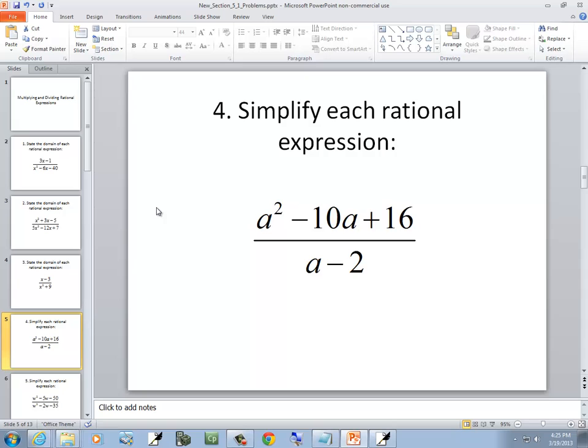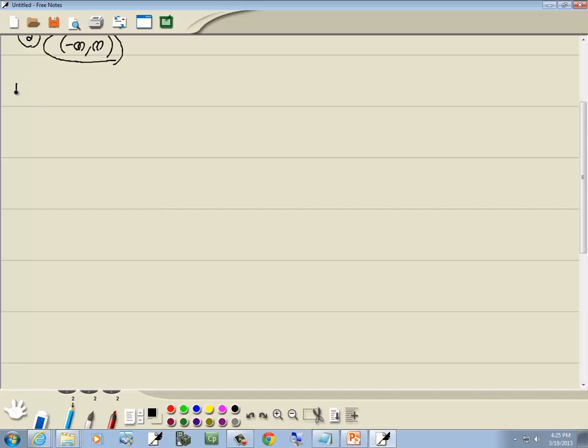Okay, let's take a look at simplifying a rational expression. We've got a squared minus 10a plus 16 over a minus 2. Simplifying a rational expression.